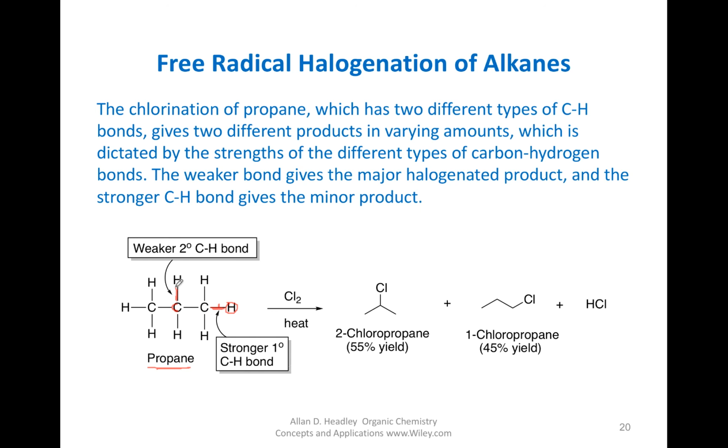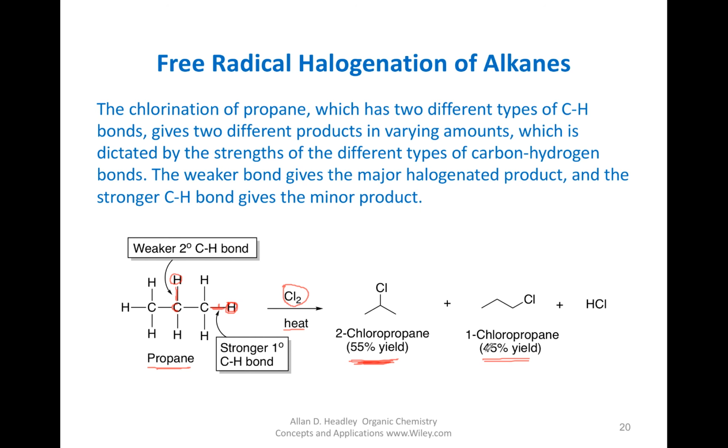What I want to point out before we conclude is that in the reaction with chlorine in the presence of energy, in this case heat, we form different radicals. It's part of the mechanism. We form the primary radical and the secondary radical. But look at the distribution of products. There are two possible products here, because you can substitute this hydrogen or one of these hydrogens to get two different products. Notice the distribution: 55% is 2-chloropropane, and slightly less, 45%, is 1-chloropropane.